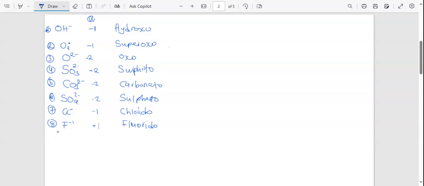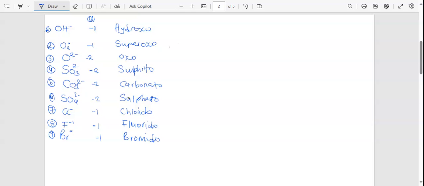Then let's go to bromine. Suppose we are given now bromine. All right. Bromine, we know it is also a halogen element which will have a negative charge there. So how do we call it? We call it bromido. Bromide, from the word bromide, you add O at the end. Bromido. Fluoride, you add O at the end.